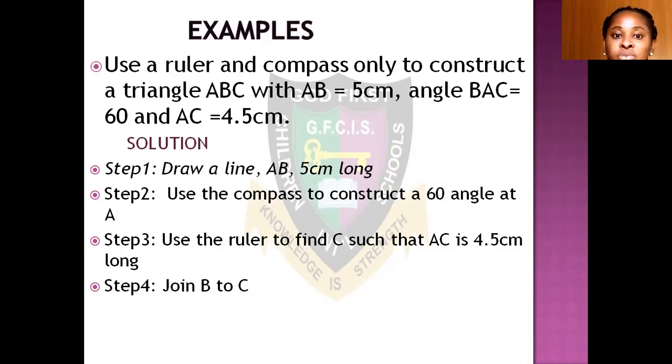Example: use a ruler and compass only to construct a triangle ABC with AB equals 5 centimeters, angle A equals 60 degrees, and AC equals 4.5 centimeters. Solution: draw a line AB to be 5 centimeters long. Step 2, use your compass to construct angle 60 degrees at A.